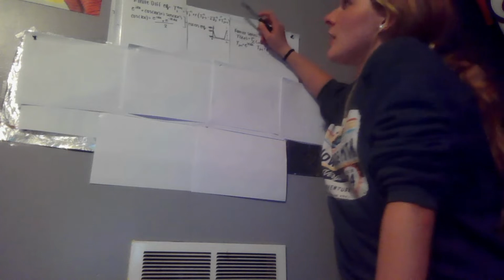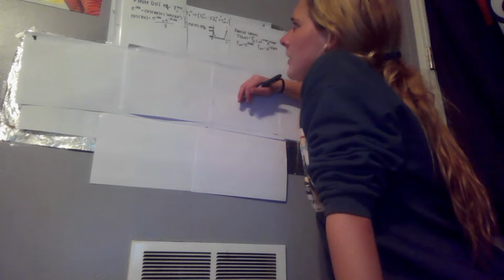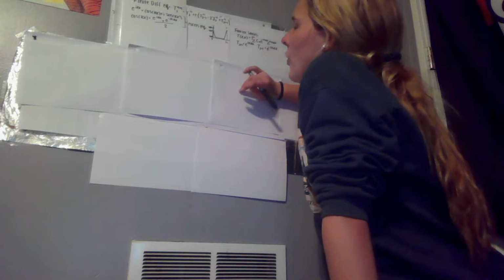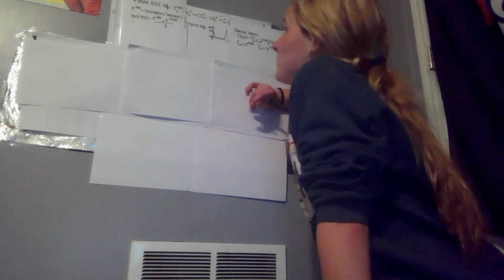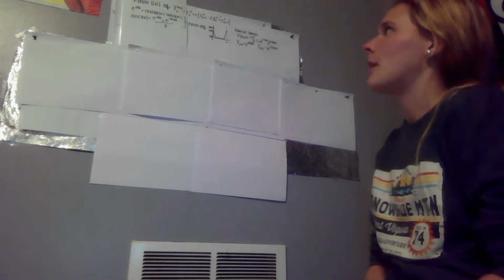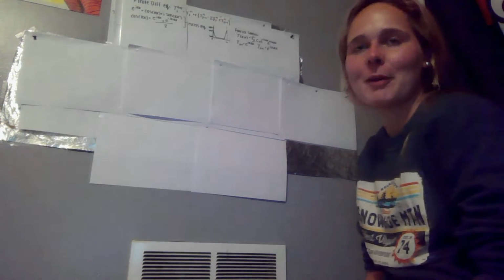It is T sub j to the n plus 1 equals T sub j to the nth power plus the rate times T sub j minus 1 to the nth power minus 2 T sub j to the nth power and plus T sub j plus 1 to the nth power.